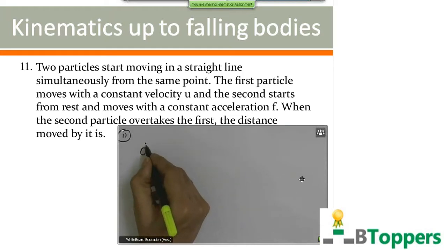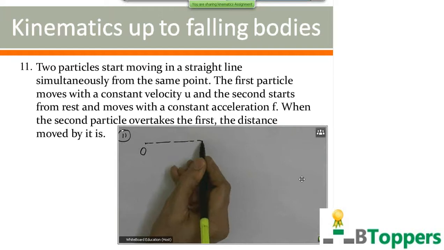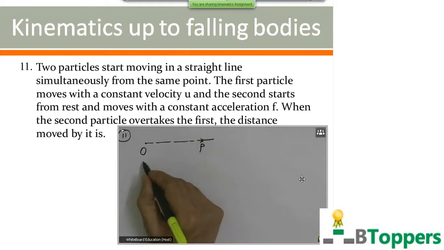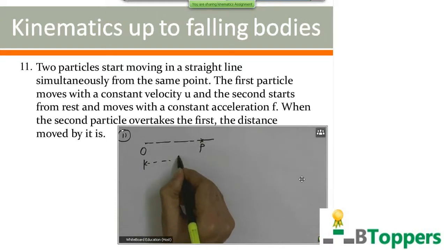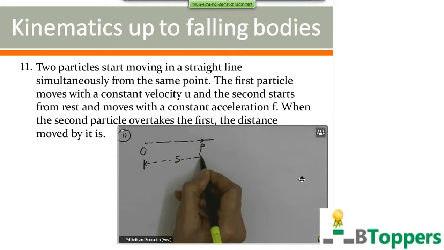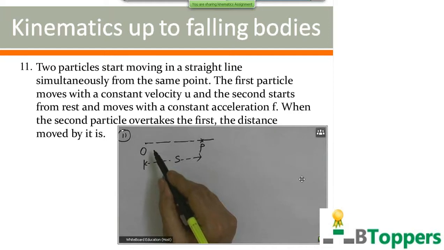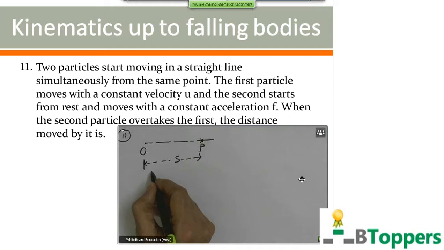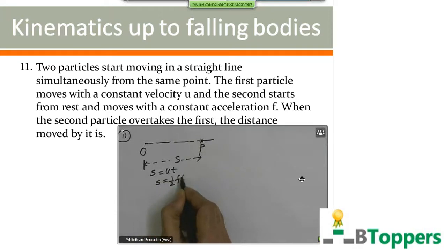Let us suppose each particle starts from the point O, and the second particle overtakes the first particle at the point P after time t. That means the first particle moves from O to P in time t, and the second particle also travels the same distance s in the same time t. So for the first particle you can write s equal to u into t. For the second particle you can write s equal to half ft square.